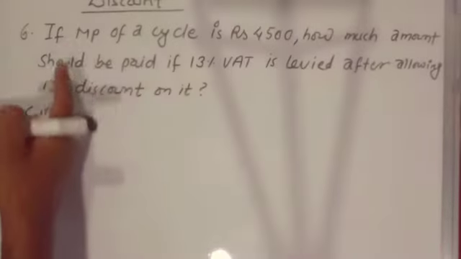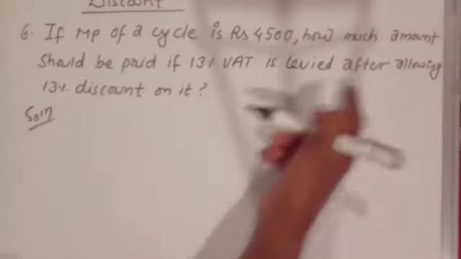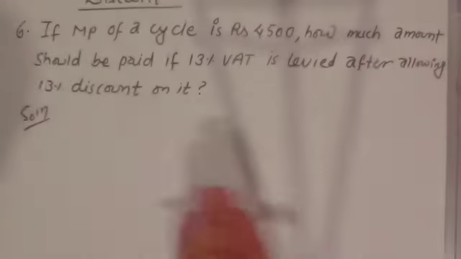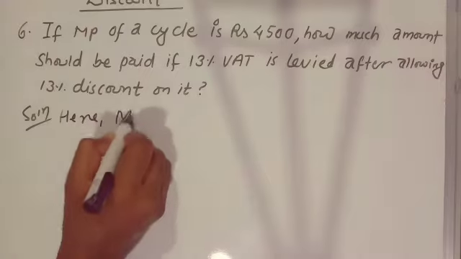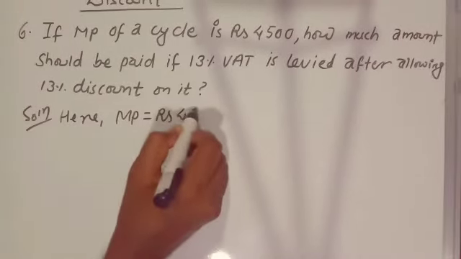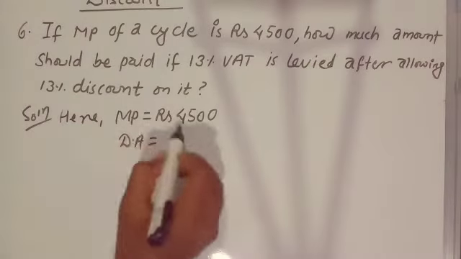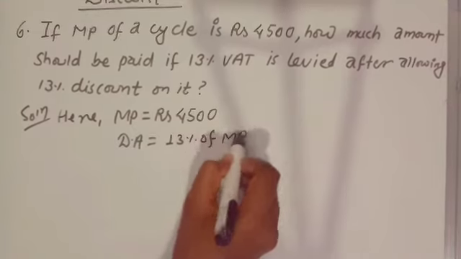Okay, next question. If MP of a cycle is Rs 4500, how much amount should be paid if 13% VAT is levied after allowing 13% discount on it? MP of a cycle is given. That means we have to find the discount amount at first, then SP, VAT amount and price with VAT. Here MP is given, Rs 4500. Then find the discount amount, which is 13% of MP.